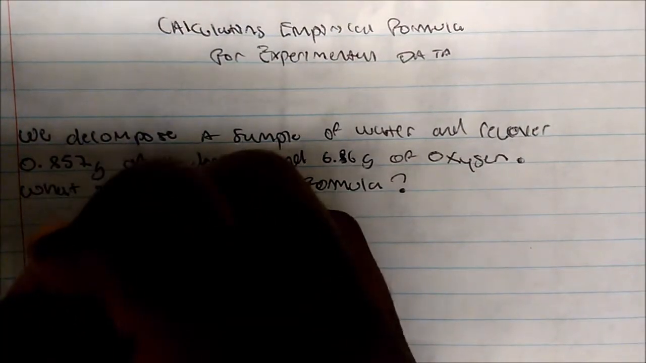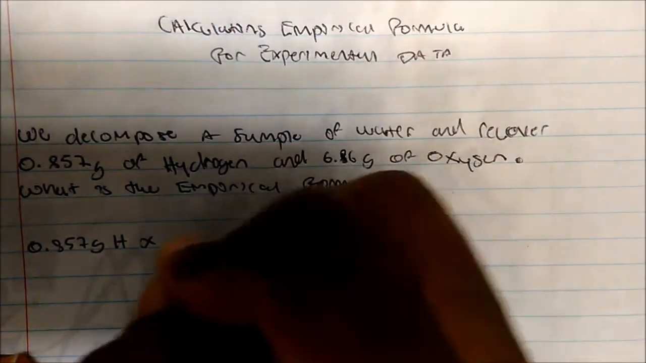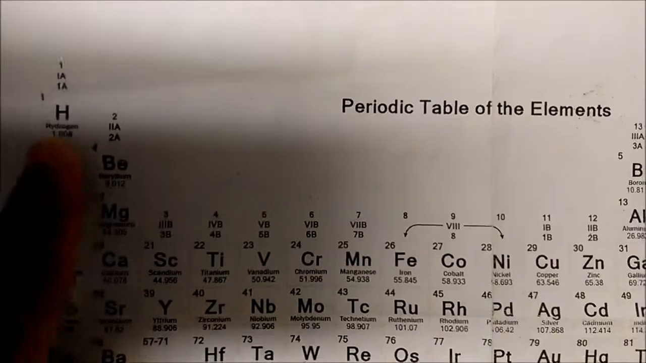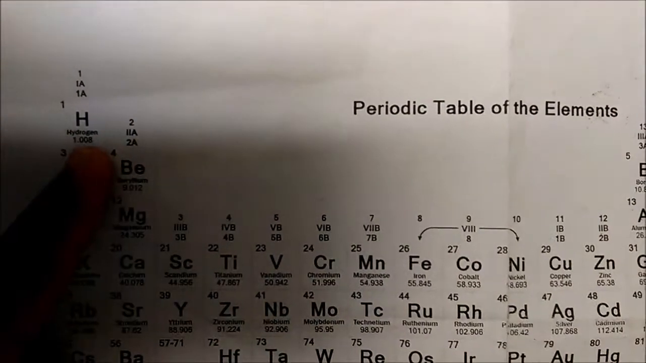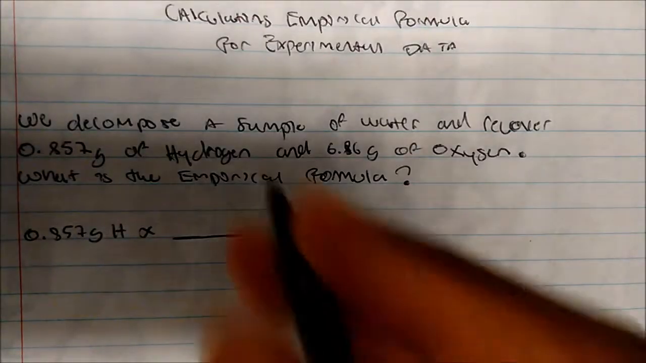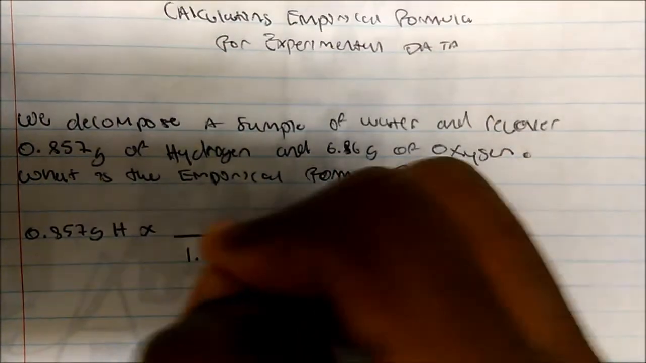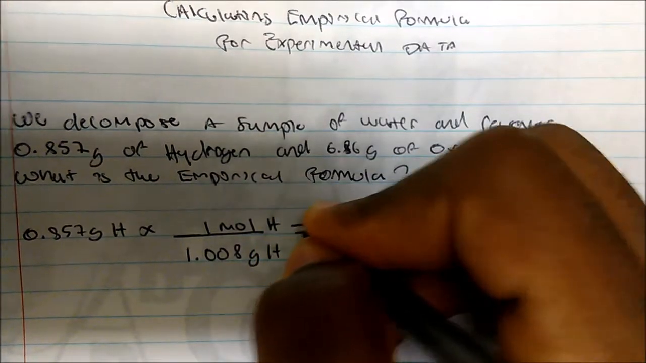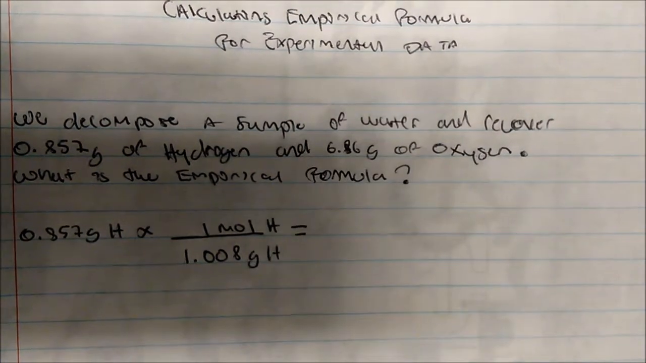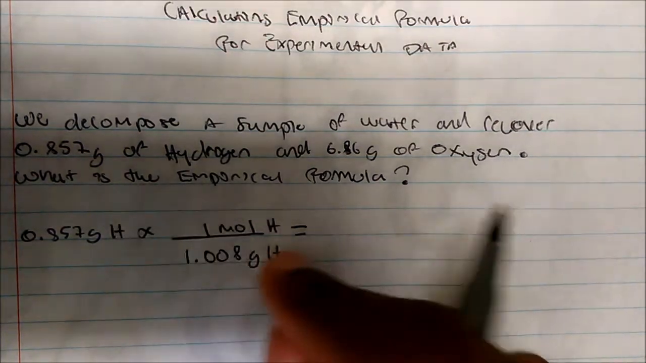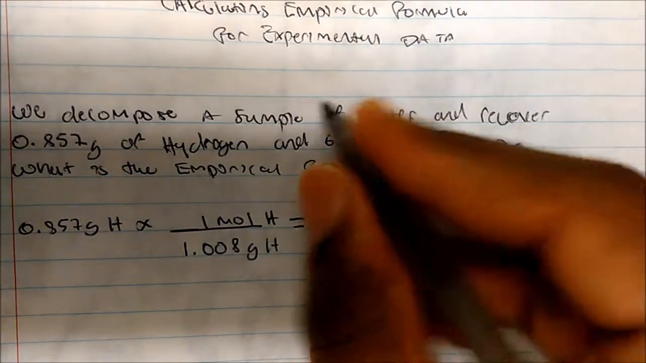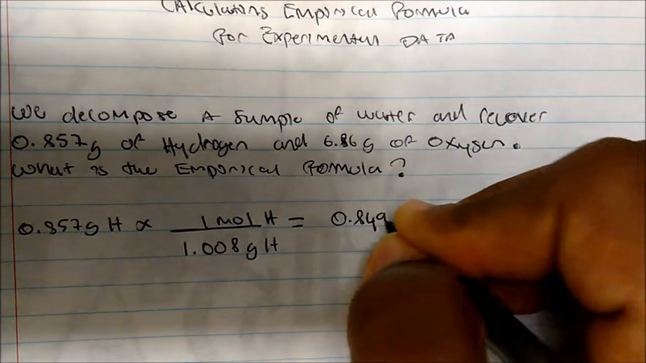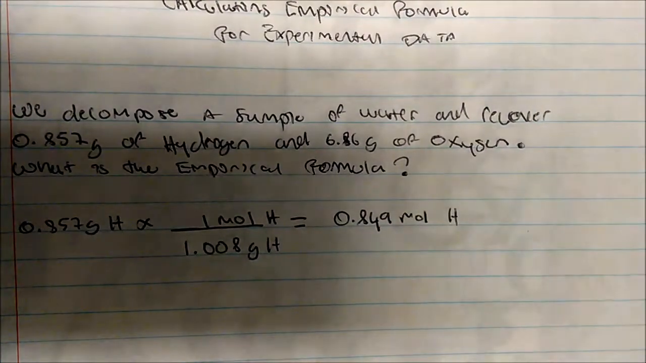Well, if I take 0.857 grams of hydrogen, I'm simply going to go to the moles. If I take a look at my periodic table, I see that for every 1 mole of hydrogen, I get 1.008 grams. And so when I divide 0.857 by 1.008, I should get around 0.849 moles of hydrogen.